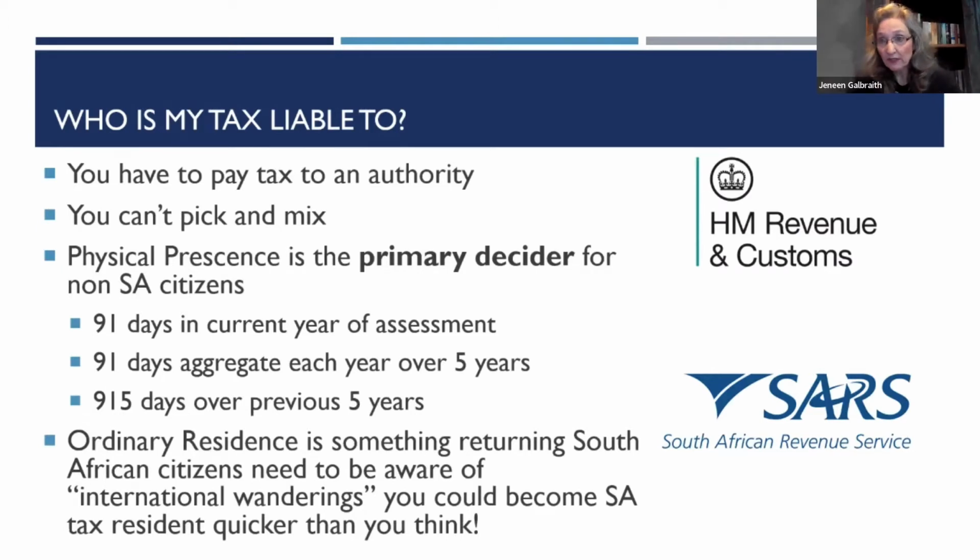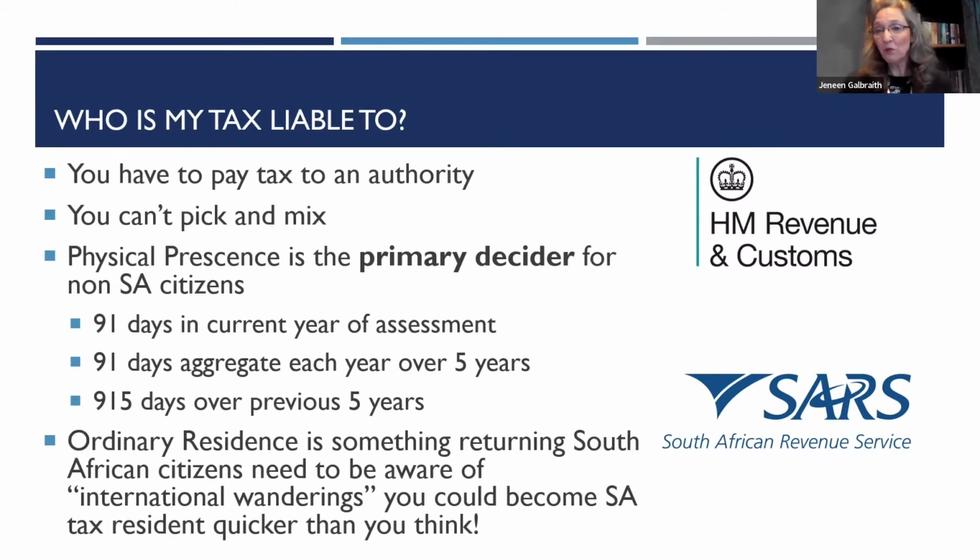Yeah, so let me just quickly deal with this, Mark. The ordinary residence is actually your first test, and it supersedes the physical days presence. But as you correctly point out, most people that don't have SA citizenship or an ID are going to fall under the physical presence test until they exceed those 6 years.